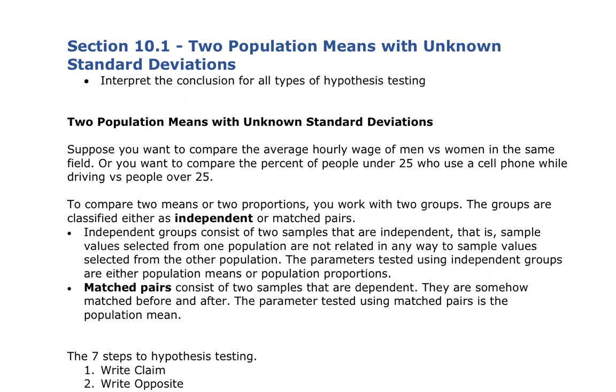You're going to work with two groups, and the groups are either considered independent or dependent. When we say independent, we say the groups consist of two samples that are selected that are in no way related to the other group that we are looking at. The parameters tested using independent groups could be population means or population proportions. Dependent, we're going to call those matched pairs, and this consists of two samples that are dependent. They're somehow matched before and after, so like you give them a treatment, you check to see what they were before the treatment, and you check to see what they are after the treatment.